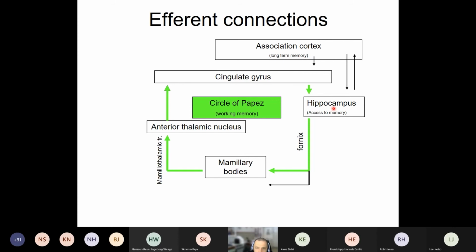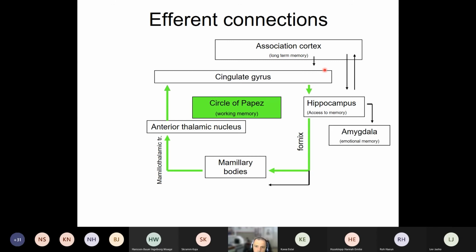So if we lose the hippocampi on both sides of the brain, we are unable to memorize things, and we cannot store new memory traces anymore. An amnesia occurs, which means that after the loss of the hippocampi, we cannot remember new information, and we cannot build up new memory traces. Therefore, the hippocampus is a critical center for memory formation, and it is the access to the memory.